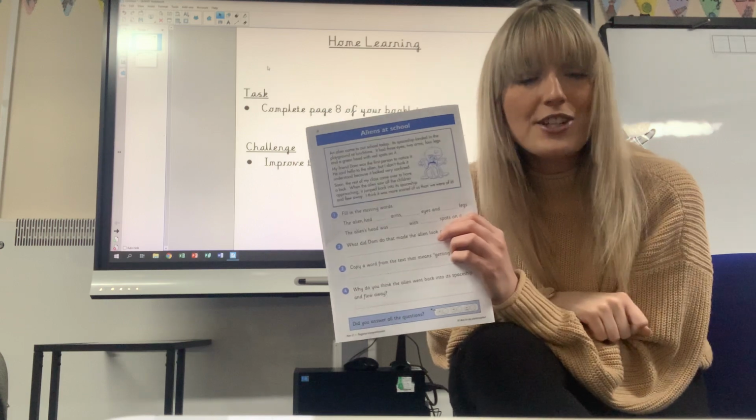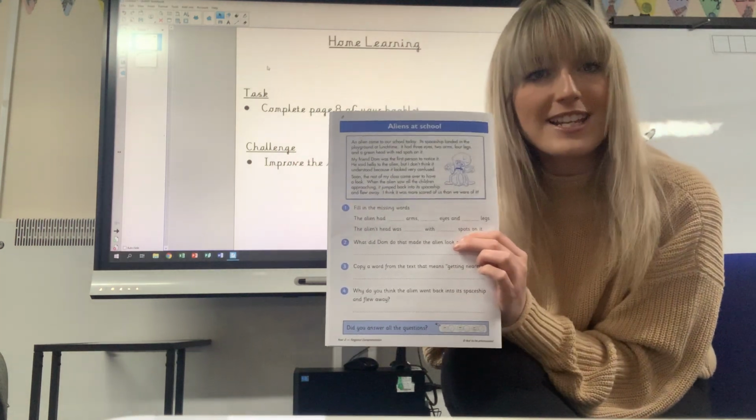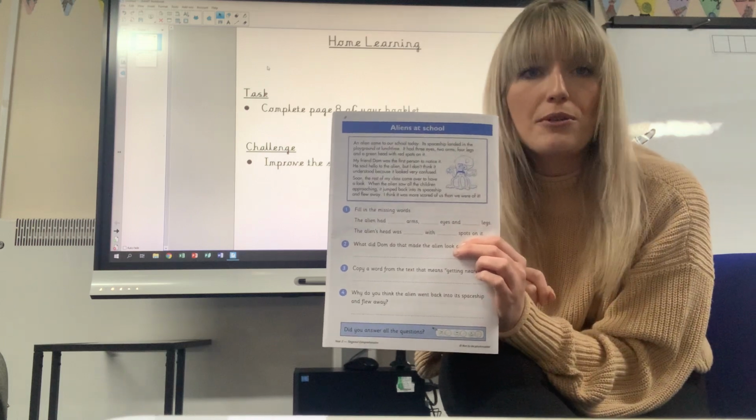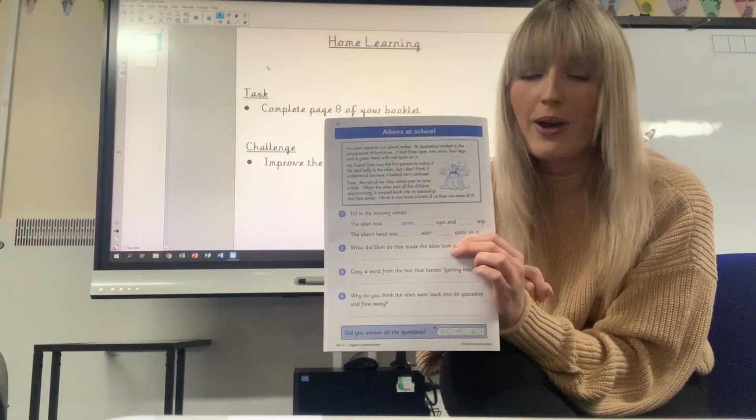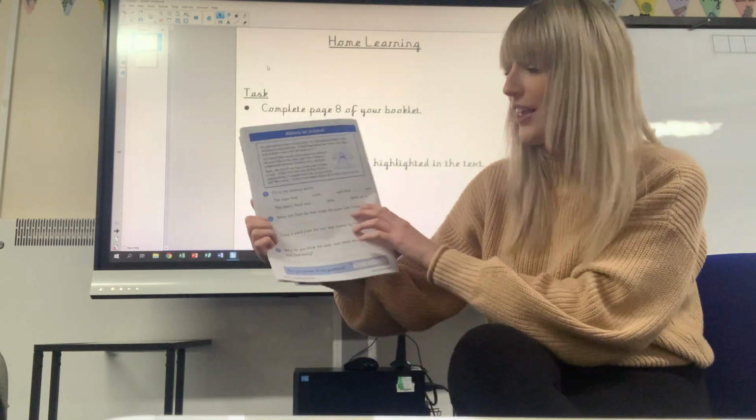And you can see the picture there. Maybe at the end of your task today you can colour that picture in. Okay, what I'd like you to do is pause the video now to read paragraphs 2 and 3 independently, so you know the story before we look at the questions. So pause now, and then we'll go on to the questions.